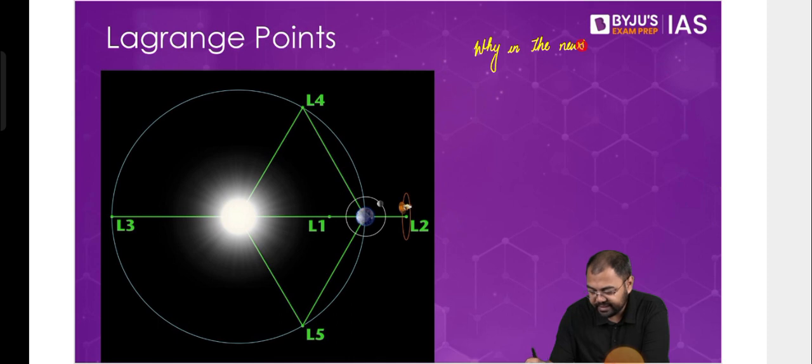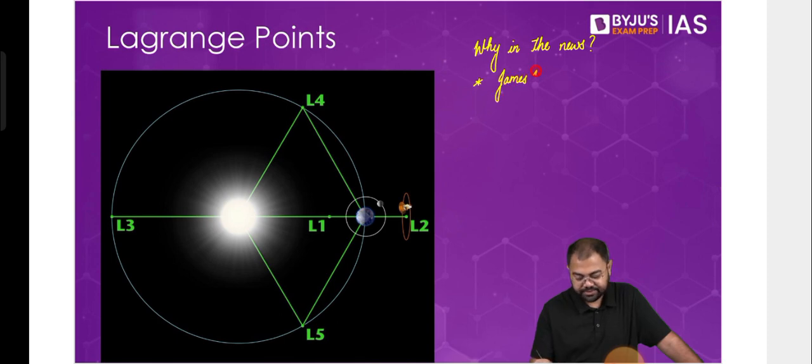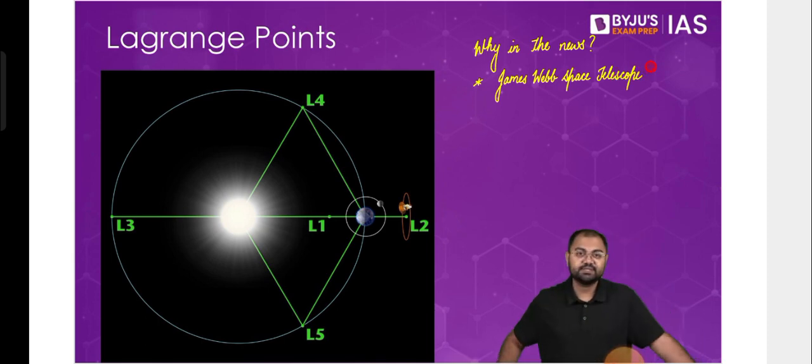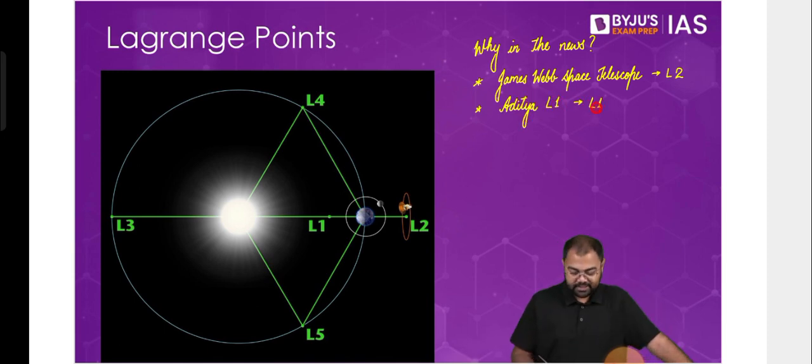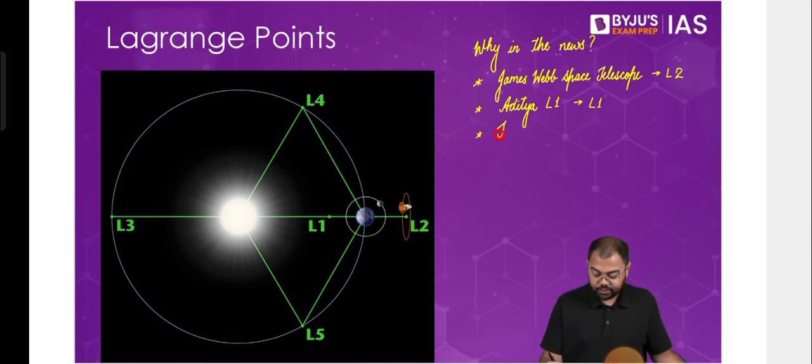You'll find that there are multiple reasons for which they have been in the news. For example, the launch of the James Webb Space Telescope. Have you heard of it? One of the most important launches perhaps in the last decade, one of the most crucial ones. This James Webb Space Telescope was launched to a point called L2, and this L2 is a Lagrange point. Then after that, we are now launching Aditya L1. It has been named Aditya L1 because it is going to be launched to the L1 point.